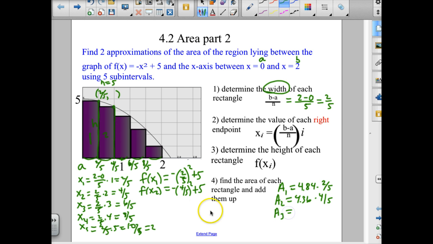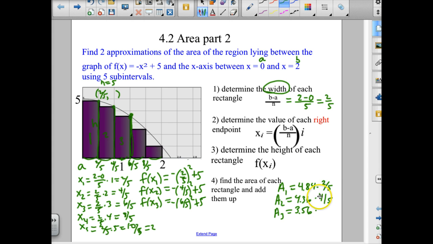And then a sub 3, we need the height of rectangle number 3. So the x value that corresponds to the right side of rectangle number 3 is 6/5. So that's how we can find that height there. So negative and then 6/5 squared plus 5. It's 3.56. So the height is 3.56 and the width.